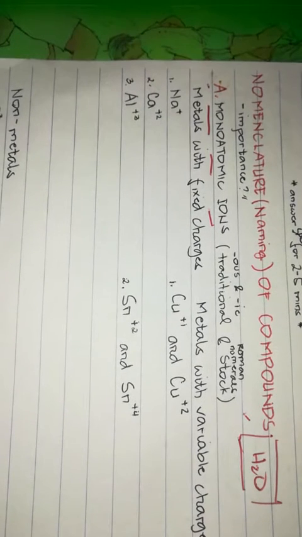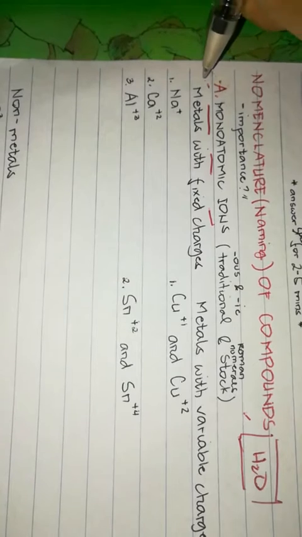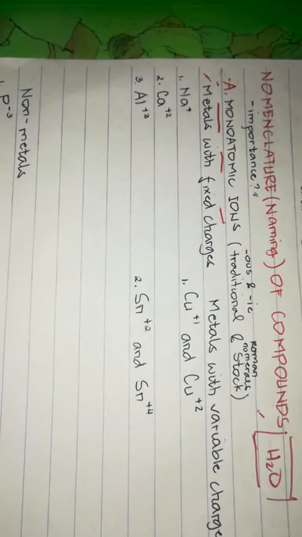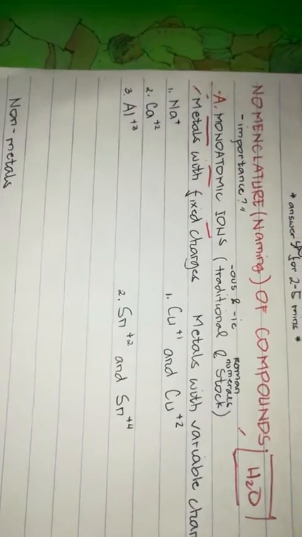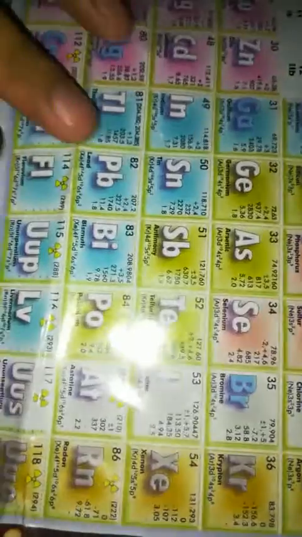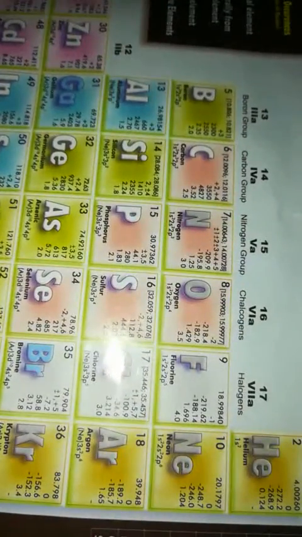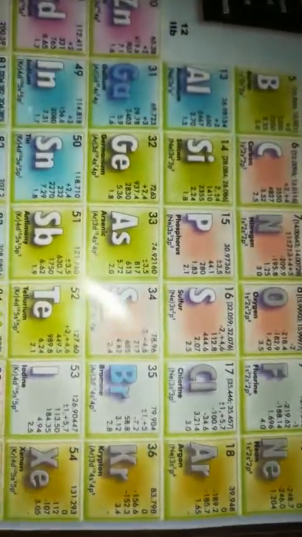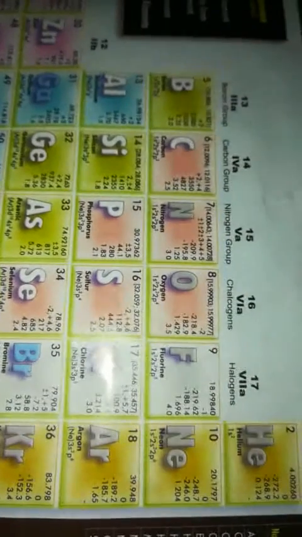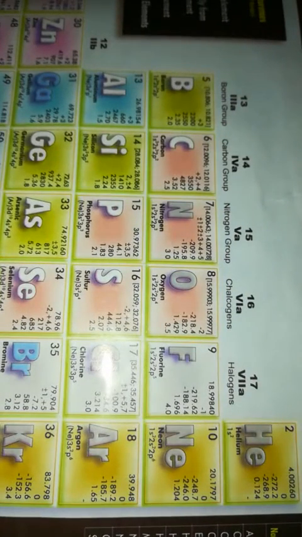Unahin muna natin ang mga metals. So, we have two. We have metals with fixed charges or iisa lang ang kanilang charge. How do we know that a substance is a metal? Punta tayo ngayon sa periodic table of elements. Now, you have been required to bring your periodic table of elements with you. Of course, we're studying chemistry, kaya dapat laging may periodic table.